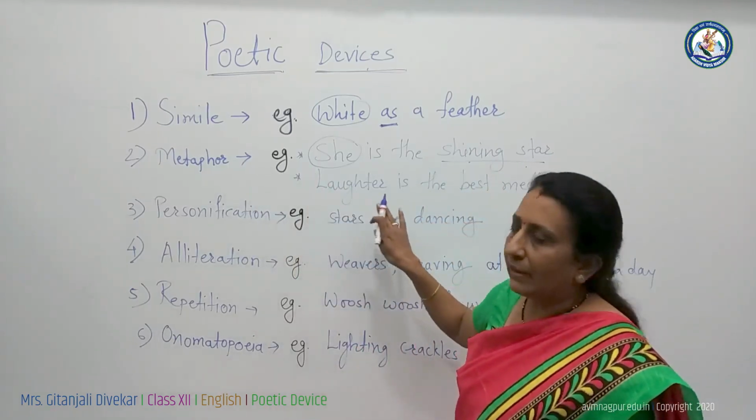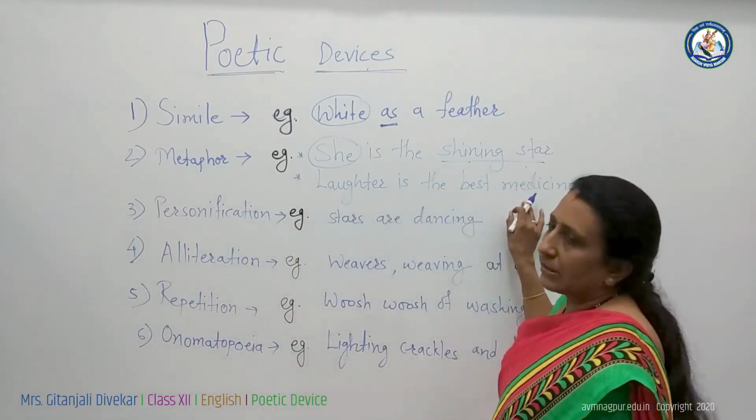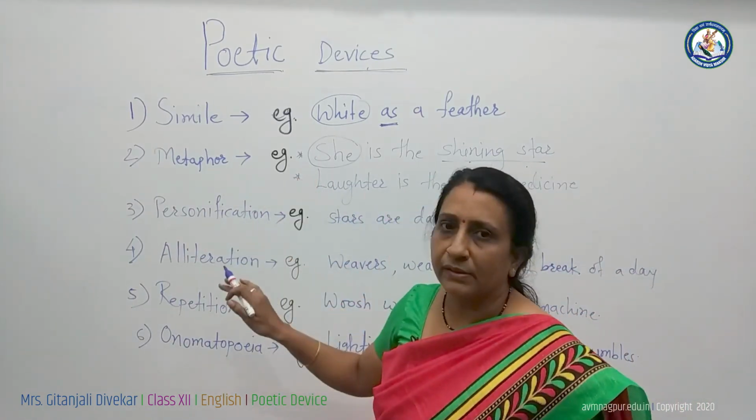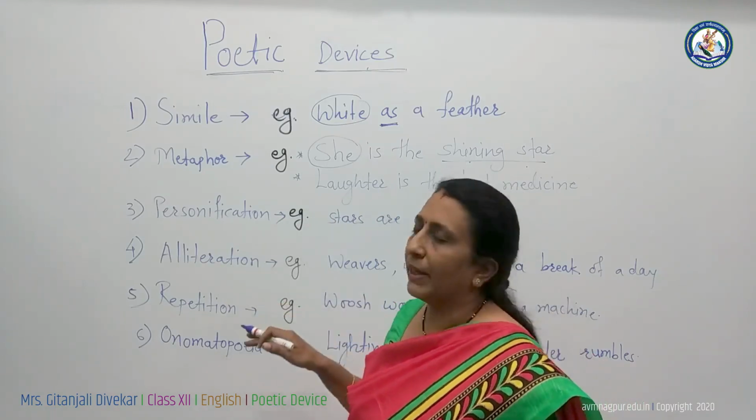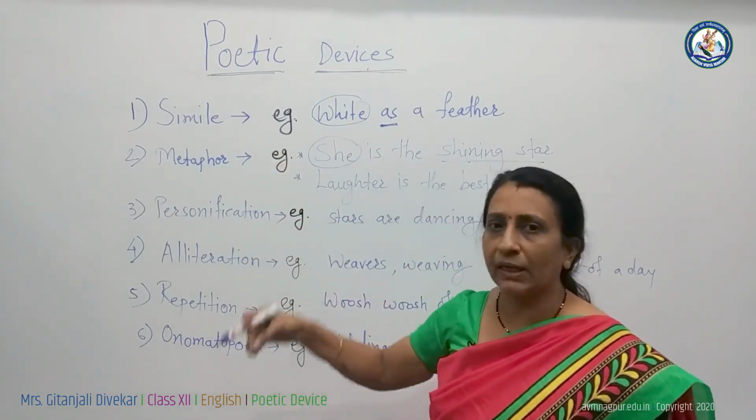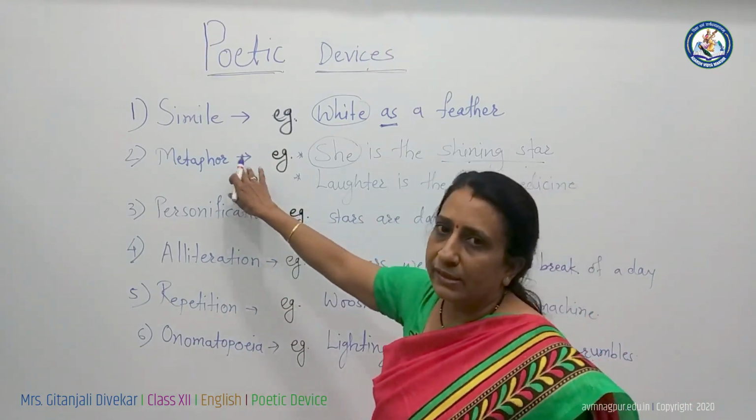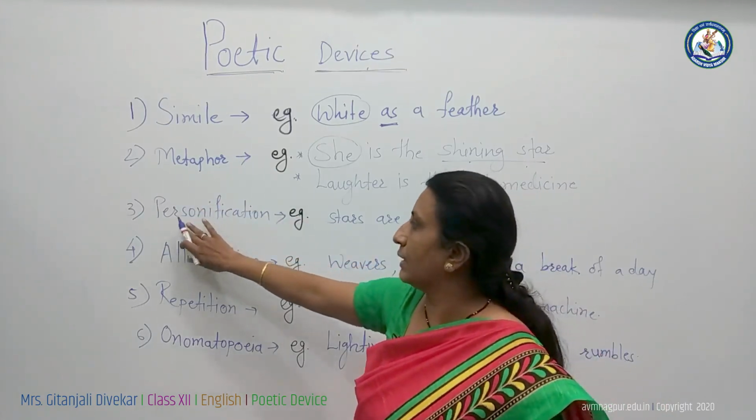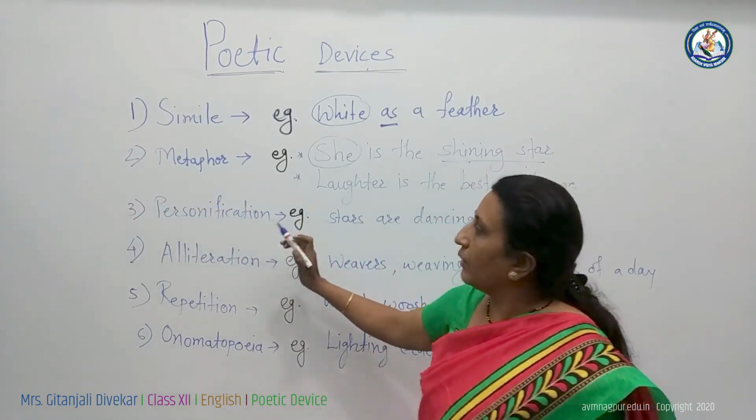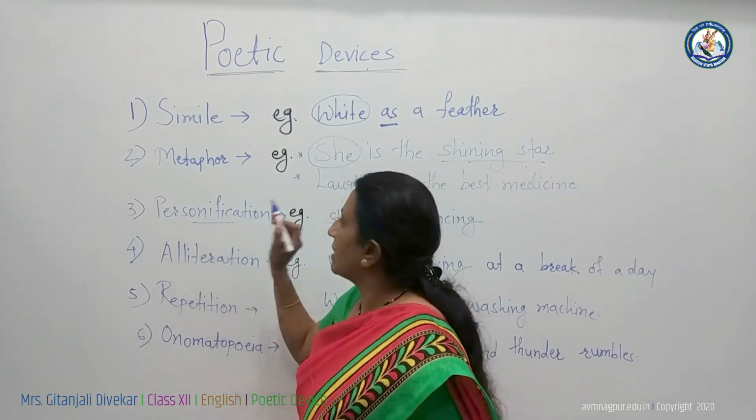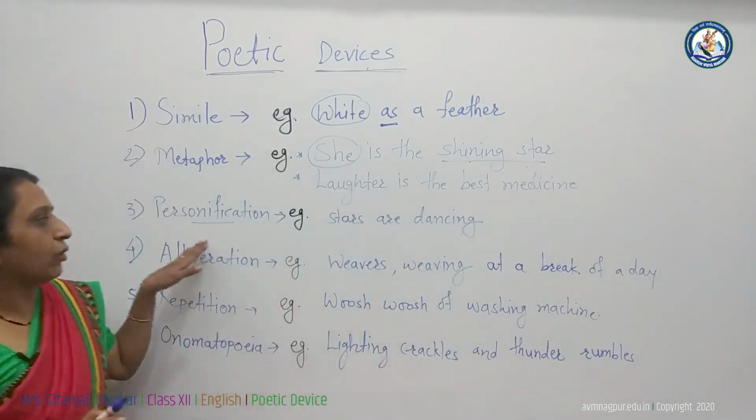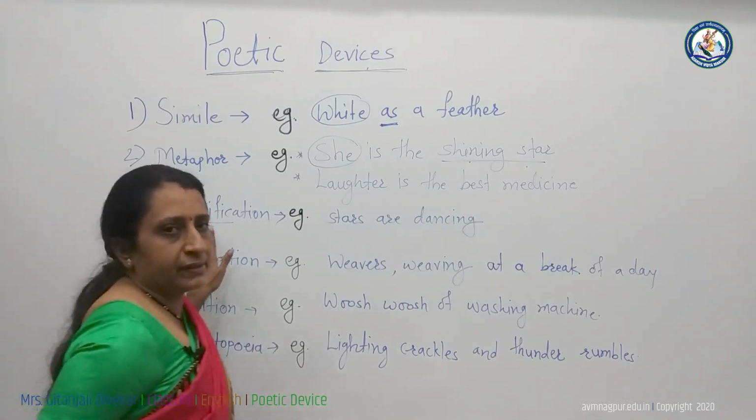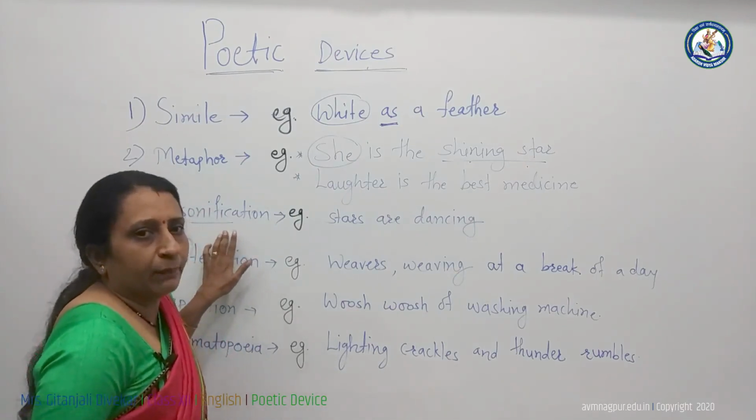Second example, to make it very clear, laughter is the best medicine. This is also the example of metaphor. So this type of comparison, that is implicit or indirect comparison, is done by the poet in a particular line of the poem, then it is called an example of metaphor. Now let us come to the third figure of speech. It is personification. The word personification itself tells us something about the meaning of that figure of speech. Personification means the object which is not a person may be given the quality of a person.